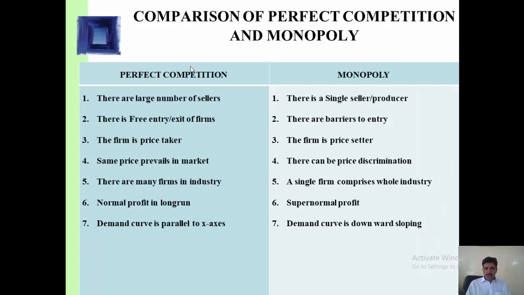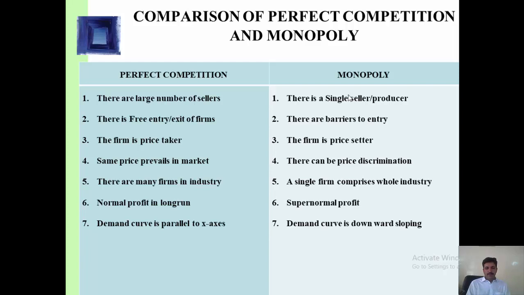So, dear students, we discussed two types of market, perfect competition and monopoly. So, let us discuss the difference between perfect competition and monopoly. In perfect competition, there are a large number of sellers, while in a monopoly, there is a single seller or producer. This is the first difference. In perfect competition, there is free entry and exit of firms, while in monopoly, there are barriers to entry. Number three, the firm is a price taker in perfect competition, while in monopoly, it is a price setter. Number four, the same price prevails in the market, while there can be price discrimination in the case of monopoly.